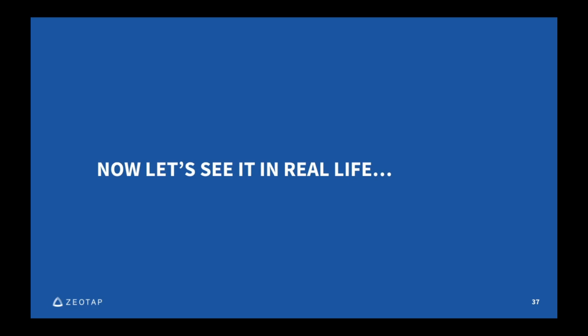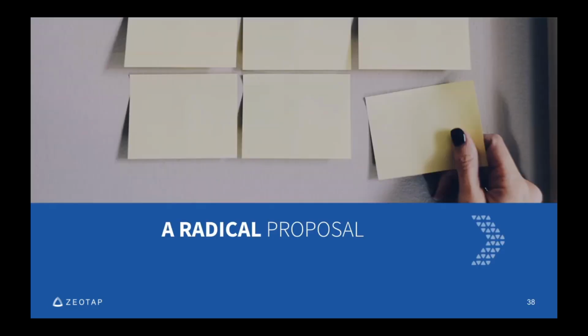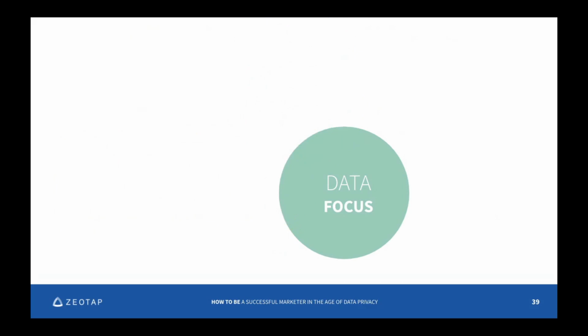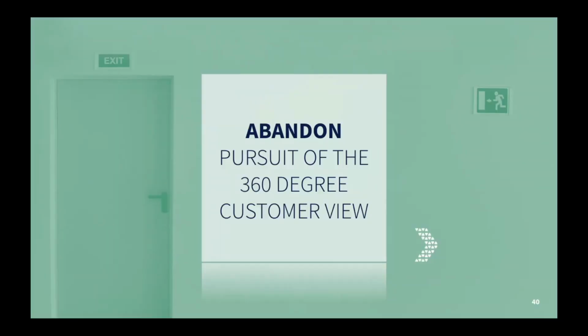So I'm just going to dovetail this with one last thought, a little radical proposal to close up with today before we move to your questions. And I might be shooting myself in the foot when I do so. So let's go back to the three principles that we had at the beginning. We talked about data permission for the most part today, but I want to end by talking about data focus. And what I'm going to suggest is that in the pursuit of being a successful marketer in this age of privacy, one thing we should consider is abandoning the pursuit of the 360-degree customer view.